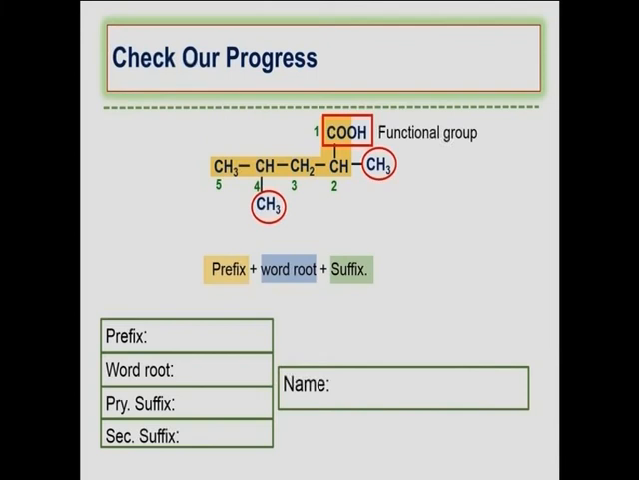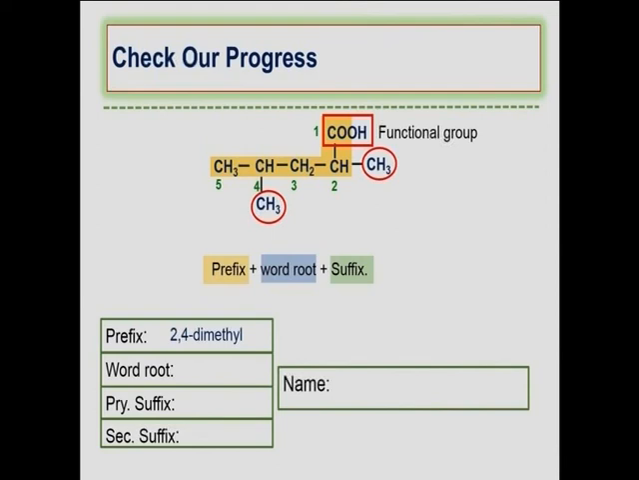And I told you that the IUPAC system of naming consists of 3 important components: prefix, word root and suffix. So what is the prefix there? Prefix actually means where and what are the substituents, where and what are the branches. At carbon number 2 there is one branch, at carbon number 4 there is another branch. So that is what we call prefix.